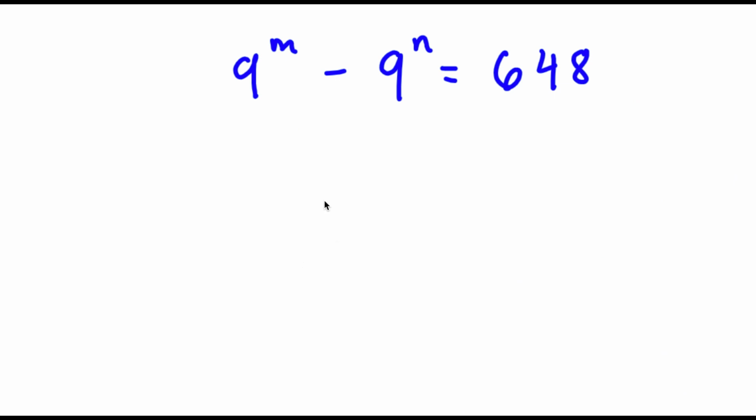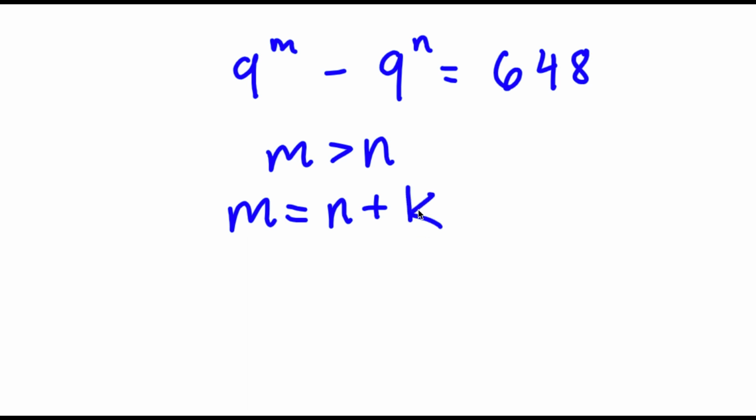Alright, so in this problem, I have 9 to the power of m minus 9 to the power of n is equal to 648. So based on first glance, we can tell that m is greater than n because the result is a positive number and the bases are the same. So 9 to the power of m minus 9 to the power of n is a positive number, meaning 9 to the power of m is greater than 9 to the power of n, and m is greater than n. So now that we know this, we can say that m is equal to n plus some number k.